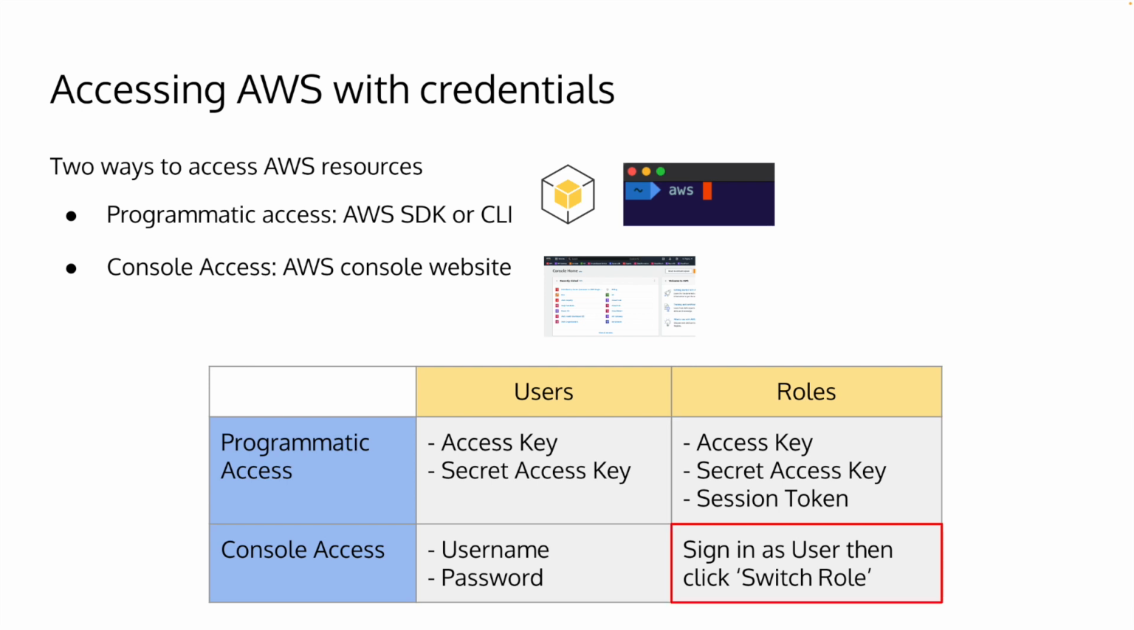For console access with a role, you'll first sign into the console with an IAM user, and then click the Switch Role button and enter the name of a role the current user is authorized to assume.